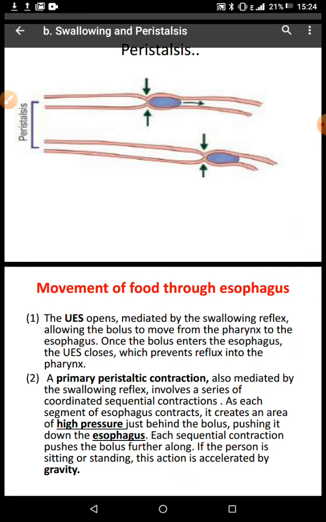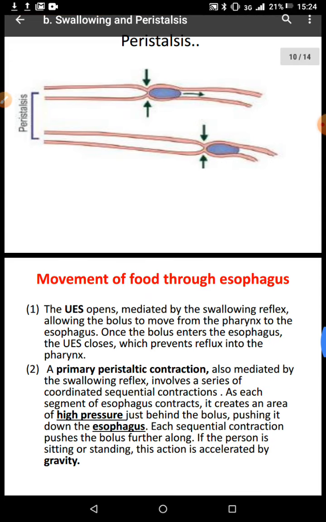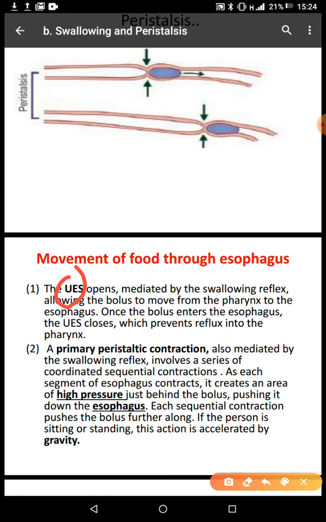Now, movement of food through the esophagus: the upper esophageal sphincter opens, mediated by the swallowing reflex, allowing the bolus to move from the pharynx to the esophagus. So once the bolus enters the esophagus, the upper esophageal sphincter will close, which prevents reflux into the pharynx.